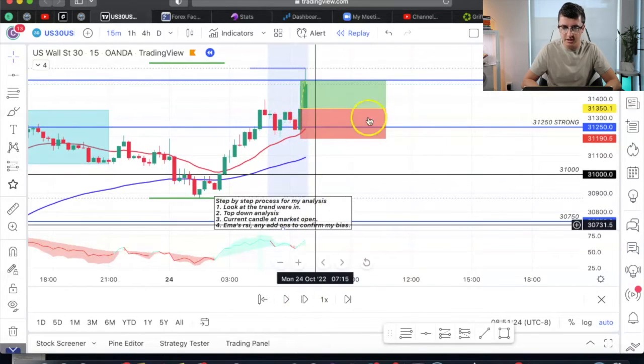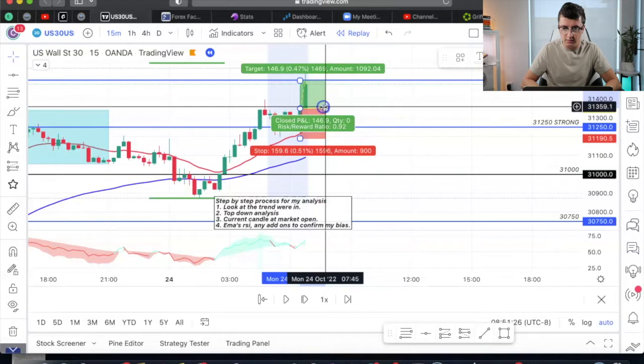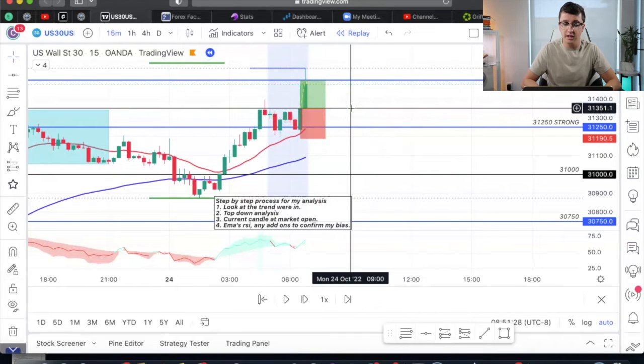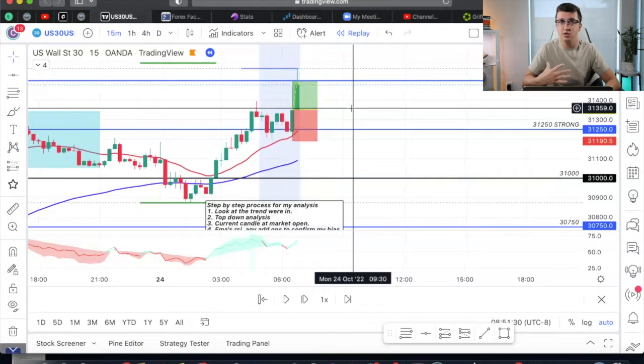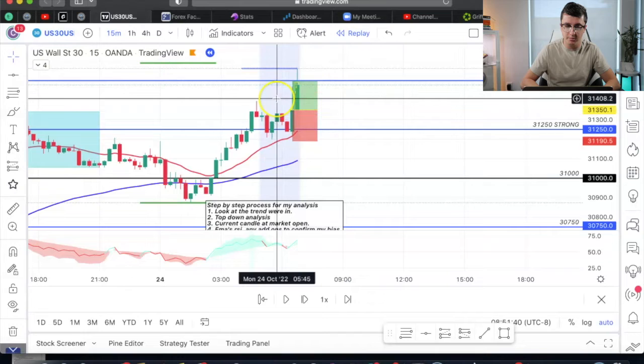Okay, there we go. TP hit. So 1,400 pips were caught on that trade. And guys, when I'm taking these trades, I'm not sitting there watching the markets the whole time. That's going to get very emotional. So what I'm going to do is set my trade and walk away. Set and forget. Easy term for you guys to remember.